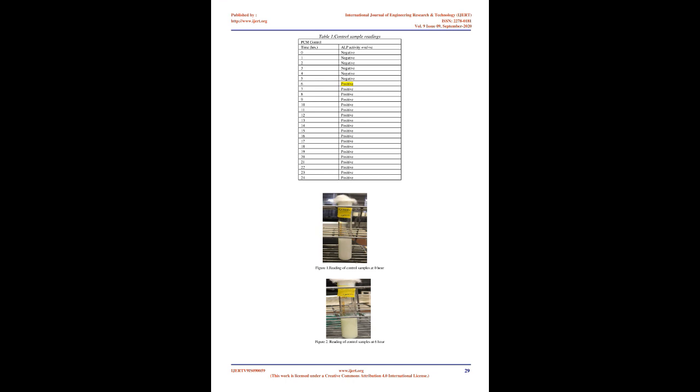Figure 1. Reading of control samples at 0 hour. Figure 2. Reading of control samples at 6 hour. Figure 3. Reading of control samples at 12 hour. Figure 4. Reading of control samples at 24 hour.